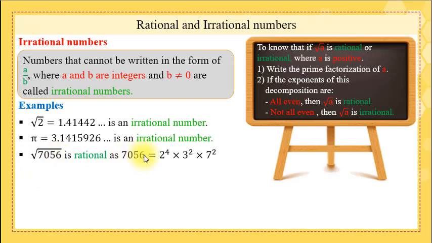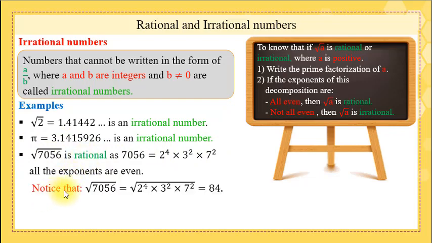7056, we can write it in this form, 2 power 4 times 3 power 2 times 7 power 2. If we look at the exponents, all these exponents are even numbers. So we can say that radical 7056 is a rational number because all the exponents are even. Notice that if we simplify this number, we get 84, which is an integer, and integers are rational numbers. So this number is rational. This is another way to say whether a number is rational or not.